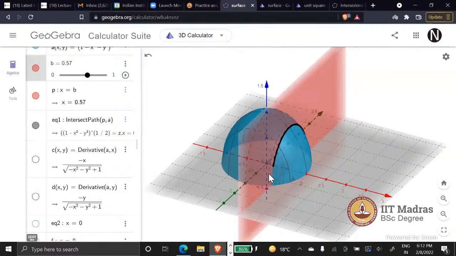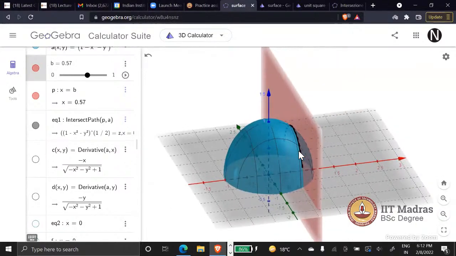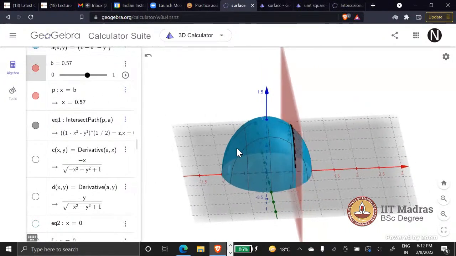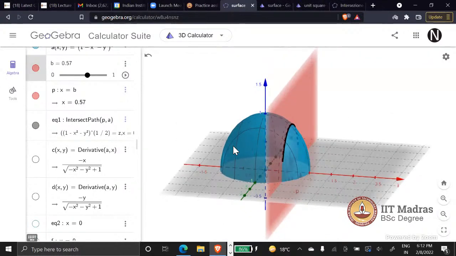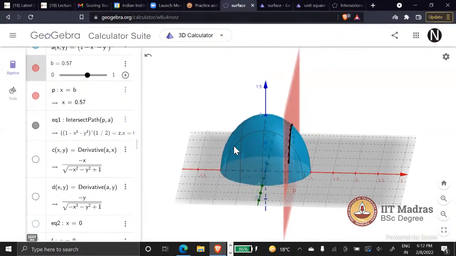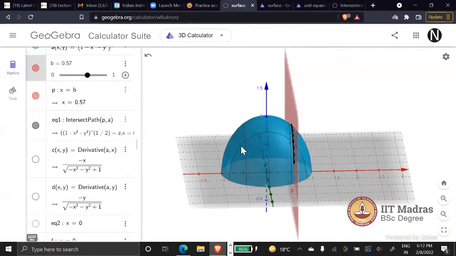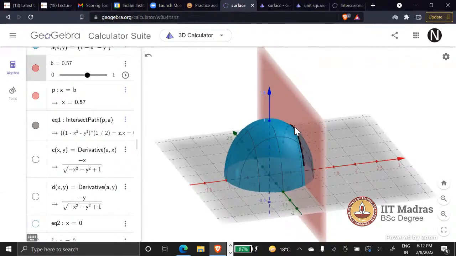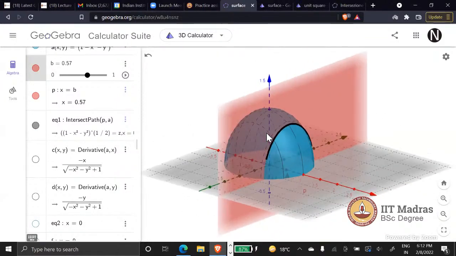If I'm fixing my x, I will have to integrate with respect to y. So let's see here. I am fixing my x at 0.57. And if I have to integrate with respect to y, how is the y varying? So y is varying from 0 to this surface, right? This curve that you are seeing here, that intersection curve, this black line. So it will go from 0 to this curve.